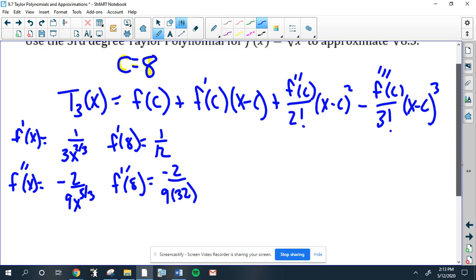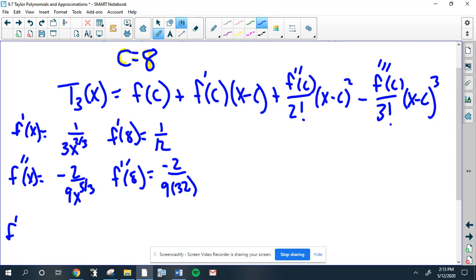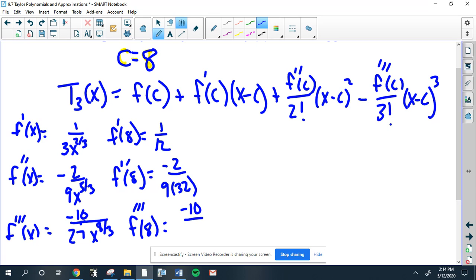And finally, the third derivative is going to be negative 2/9 times a negative 5/3, which is negative 10 over 27, times x to the negative 8/3, so x to the positive 8/3 in the denominator. F triple prime of 8, this is going to be a good one, negative 10 over 27. Cube root of 8 is 2, and then we have to do 2 to the 8th, which is 256.